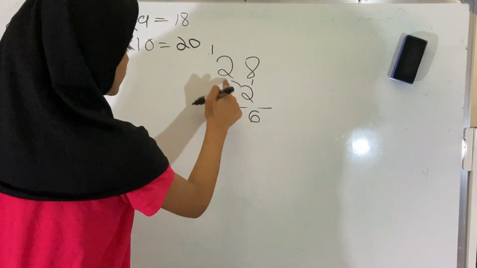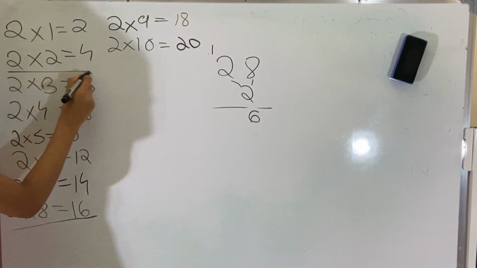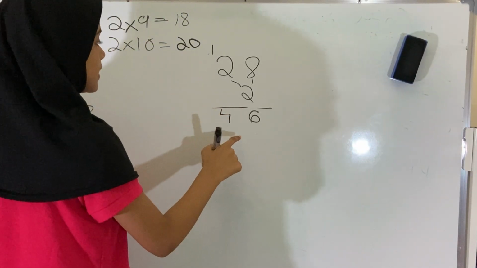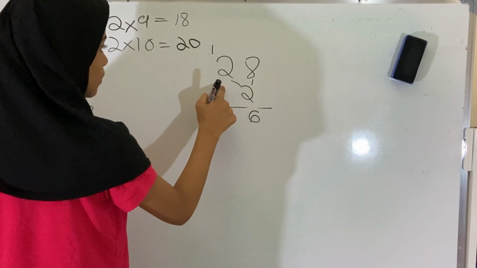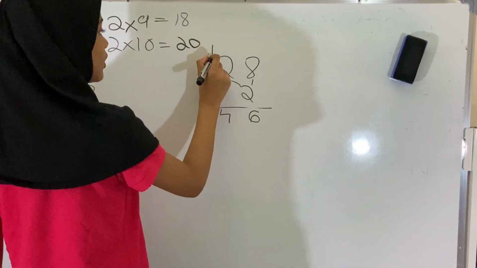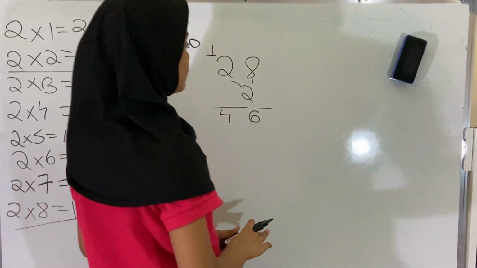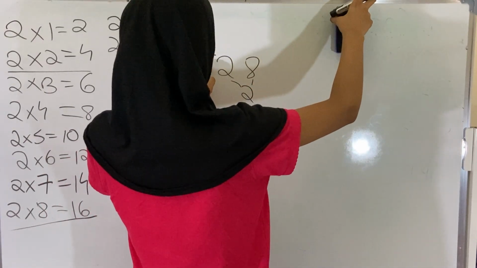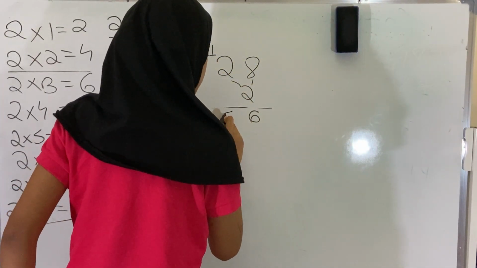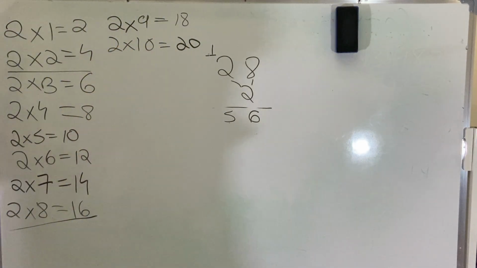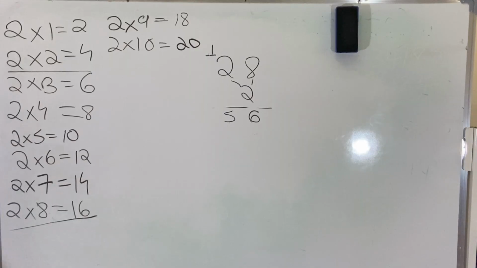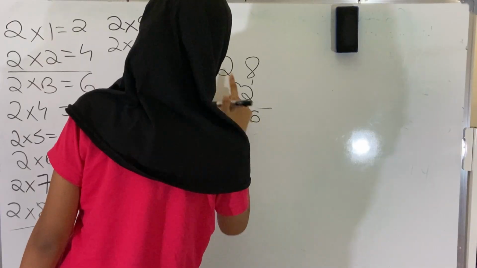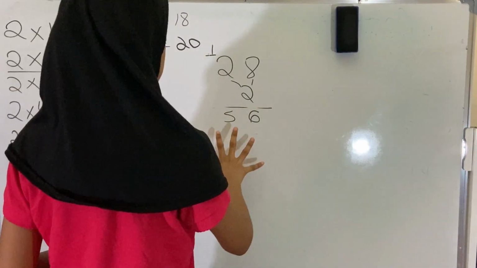Now 2 into 2. 2 into 2 is 4. But actually, you already know there's a 1 we got from here, so we have to add 4 plus 1. 4 plus 1 is 5. So it's going to be 56. Alright, so this is the answer.